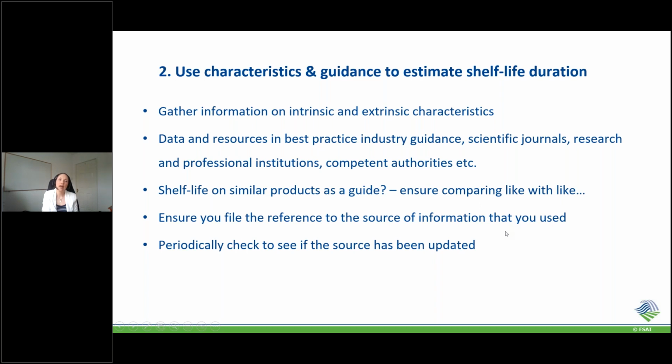You could also look at shelf life on similar products on the market as a guide, but if you're doing that, make sure that you're comparing like with like. So if you're producing a food, for example, if you go back to that lasagna that you cook in your own premises and you sell it with full cooking instructions, and you're selling it in a plastic tray and it's just wrapped in cling film, you're not going to get the same shelf life as a similar product that's packed in modified atmosphere packaging or frozen. So you need to make sure you're comparing like with like.